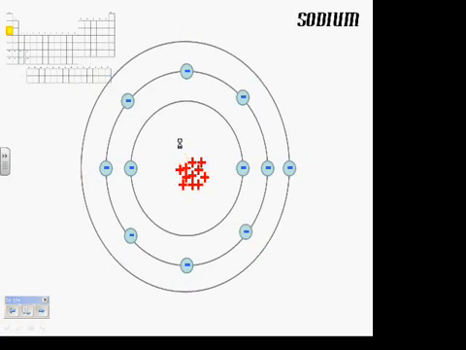Let's back up to sodium before we talk about the period trend. As we go across the table from sodium, we've got 11 protons and 11 electrons.